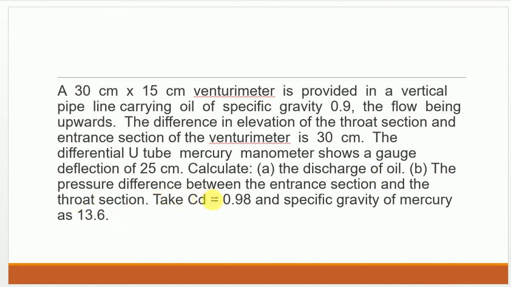The pressure difference is between the entrance section and the throat section. We're going to consider the coefficient of discharge equal to 0.98. As we already discussed, the efficiency of a venturimeter is much greater, so we take a coefficient value close to 1, and the specific gravity of mercury is a constant, equal to 13.6.